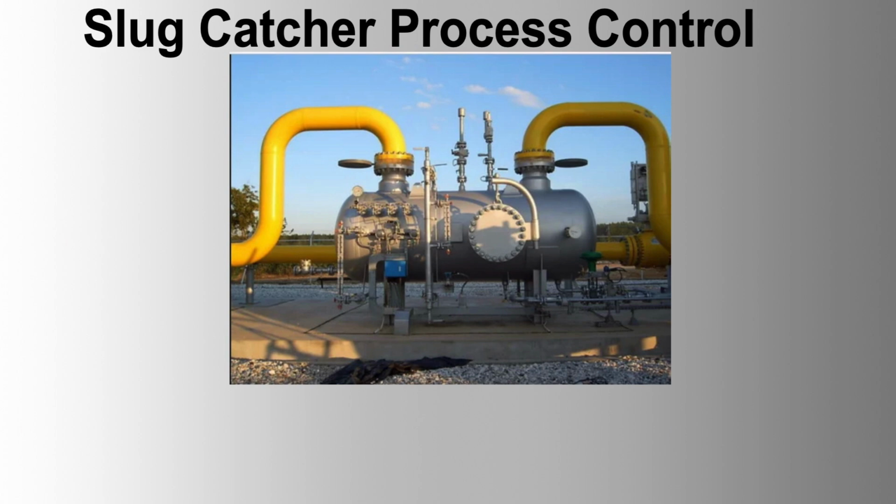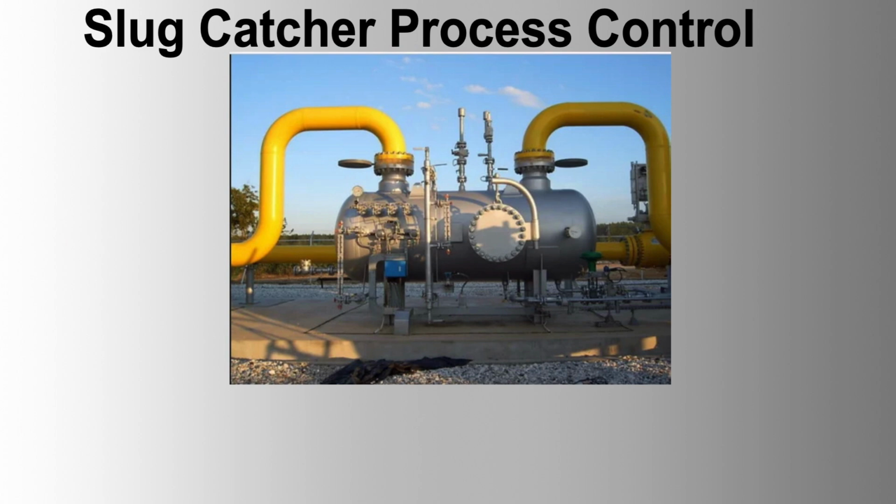Number 1. Model Predictive Control, MPC. Overview. MPC uses a model of the process to predict future behavior and optimize control actions. It is well suited for handling multivariable systems with constraints. Implementation. Process model. Develop a dynamic model of the slug catcher that includes interactions between flow rates, pressures, and levels.